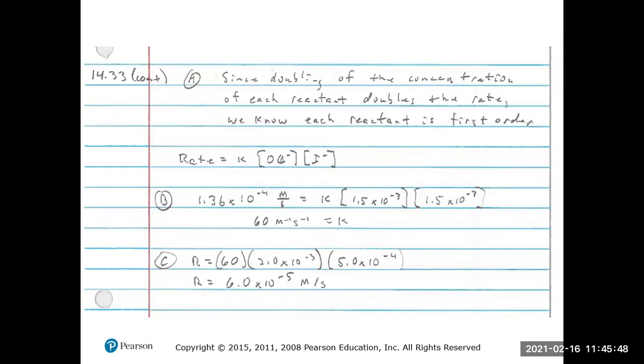So we can use that rate constant value, that 60 value that we calculated in part B, and then we can plug in our new concentrations that we were given and do those calculations and then get a value of 6 times 10 to the minus 5th molar per second as our rate for the reaction.